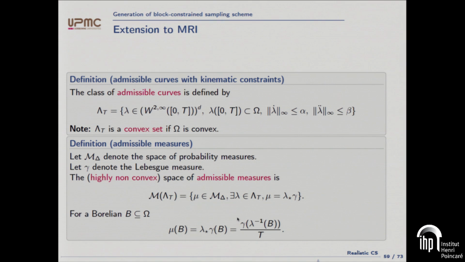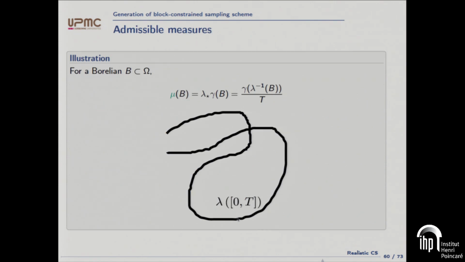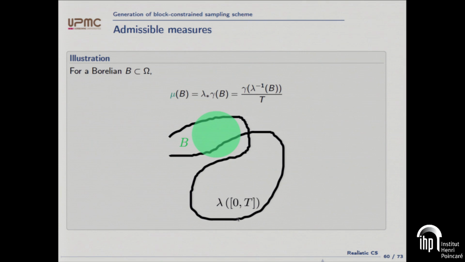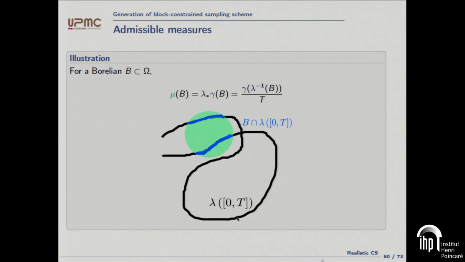So this is big words to say what? To say that if you have this admissible curve that you can implement on an MRI machine, you parameterize it by lambda, and then the measure mu of the Borelian B is just the time that you spend in the Borelian along the curve divided by the total time that you need to go through the whole curve. So this is just this length divided by the total length.